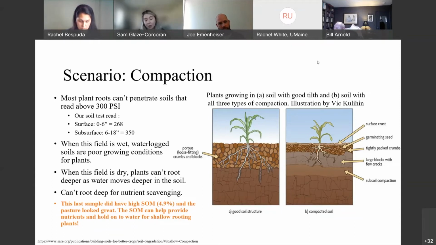But again, back to our good friend soil organic matter, we do have a lot of soil organic matter, almost 5% in the top 6 inches. So that can provide nitrogen and phosphorus to these shallow rooted plants.